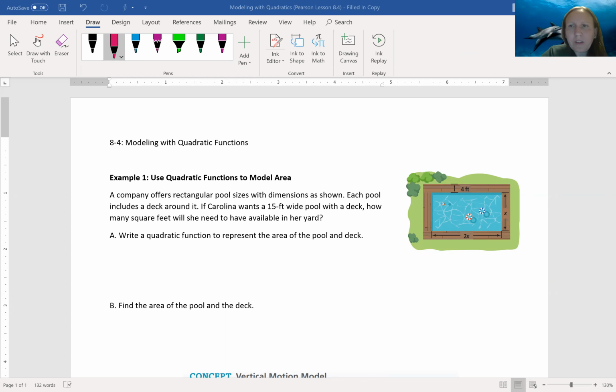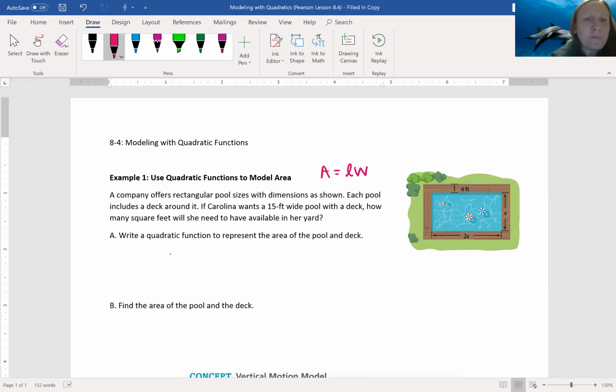So we can see from the picture that the width of the pool is going to be x. The length of the pool is going to be 2 times the width, so 2x. And then we also have this 4-foot deck all the way around. So hopefully we remember that the area of a rectangle is length times width. So we need to write expressions for the length of this pool area and for the width of this pool area.